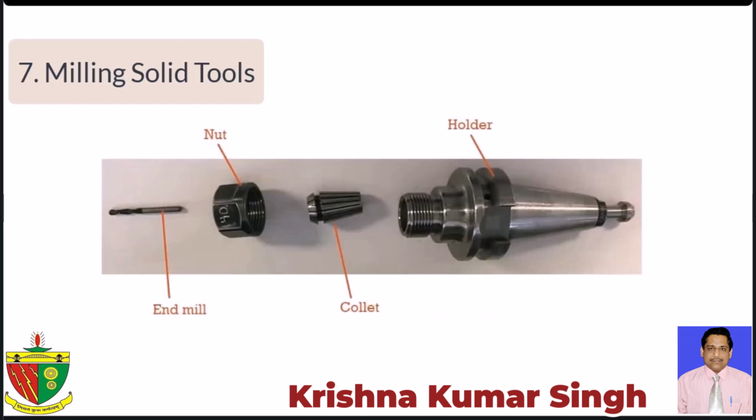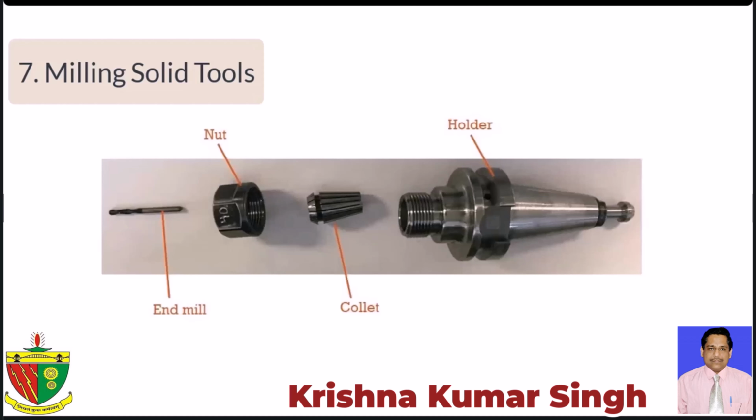Different methods can be used to fix an end mill inside a holder. Here, a collet is used to grab the end mill from its shank. Collets are interchangeable, and different sizes of collets can be used with a holder. This gives flexibility in using the same holder for different sizes of end mill shanks.